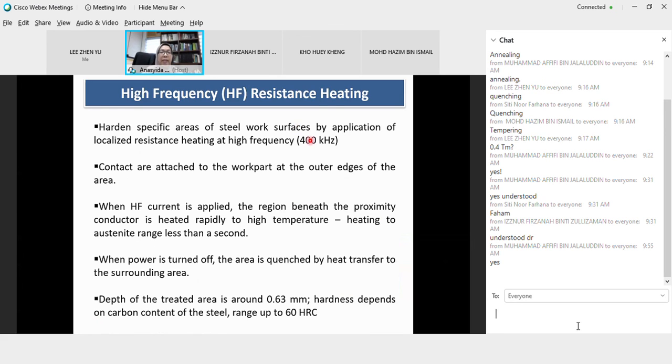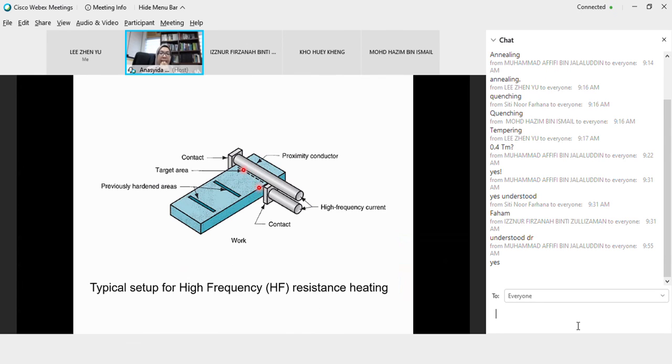Okay, so this is high frequency. It will have a selected, meaning a specific area of heat here. When you heat here, you can have a selected targeted area of heat supplied here. Then when the part is removed, it will be quenched in the air. Right? So you will get surface hardening at this area. So this is another method we call high frequency resistance.